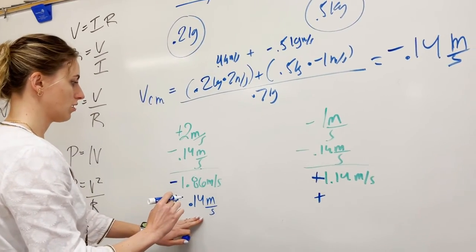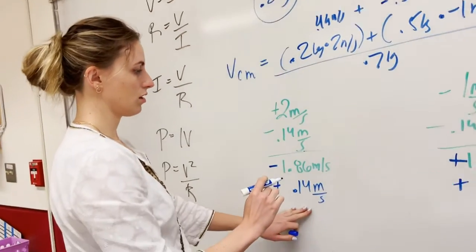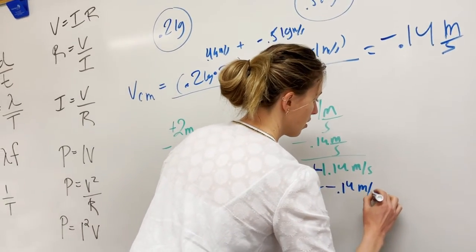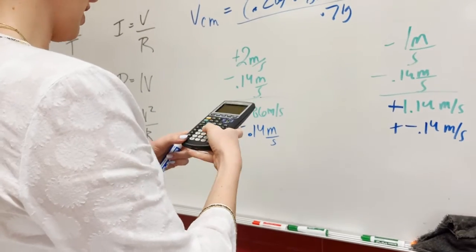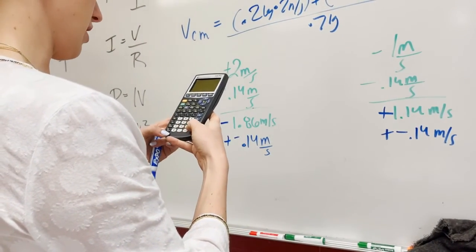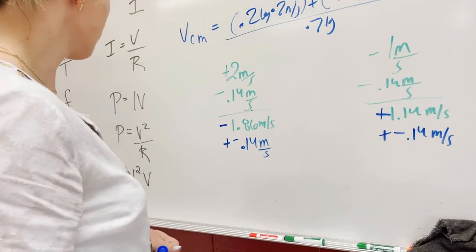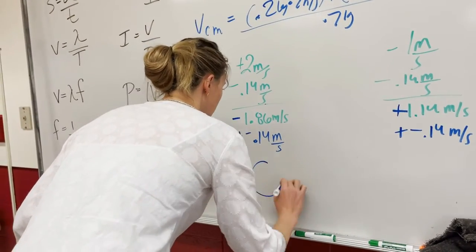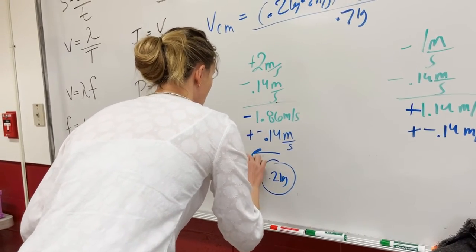See what we're doing? We're adding the velocity of the center of mass, so you're adding a negative 0.14 over here, right? Yep. And then over here, negative 0.14, which is the same as subtracting. Okay. So we have negative 1.86 plus a negative 0.14, and I get negative 2. So draw a ball with 0.2 kilograms and a velocity of negative 2 meters per second.